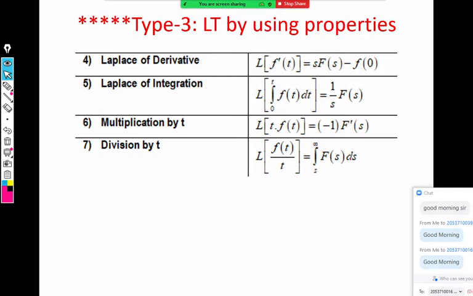Log is not a linear operator. We already saw that log of a plus b is not equal to log a plus log b. So log is not a linear operator. But yes, Laplace, derivative, integration, all of them are linear operators.